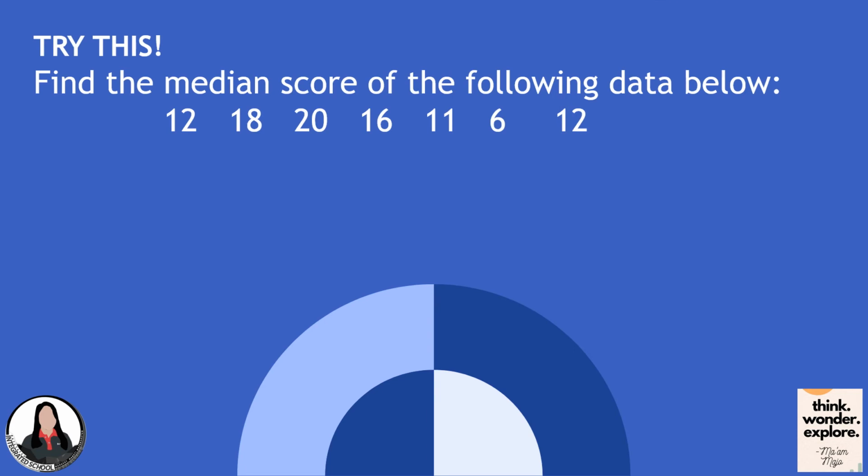Now, I want you to try this. I want you to find the median score of the following data below. Okay, so we have 12, 18, 20, 16, 11, 6, and 12. Okay. You can pause this video for a while and solve for the median, and then resume nyo ulit kapag tapos na kayo. So, finding the median score, I hope that you have arranged it first sa ascending order. So, pataas yung scores natin, and then I want you to find the middlemost number or the median. Therefore, the median score is 12. Okay.